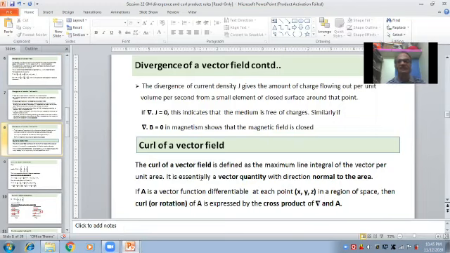It is called as the curl of a vector field. This curl of a vector field is defined as the maximum line integral of the vector per unit area. It is essentially a vector quantity with the direction normal to the area. So if A is a vector function differentiable at its point x, y, z in a region of space, then curl of A is expressed as a cross product of del and A. So mathematically, to get the curl of a vector field, we have to take the cross product of this del operator with this vector, and that gives the curl.